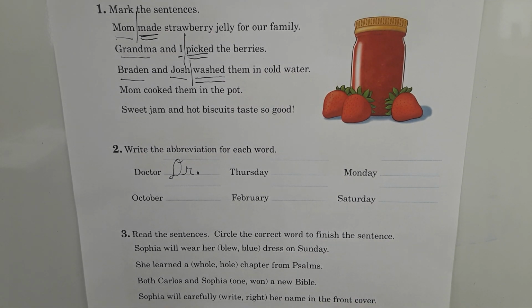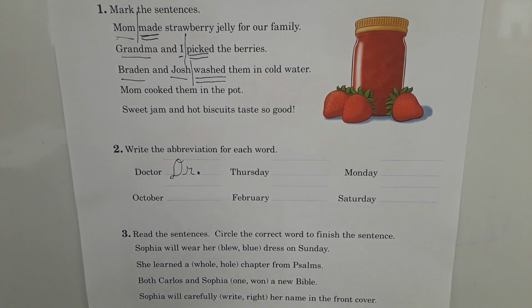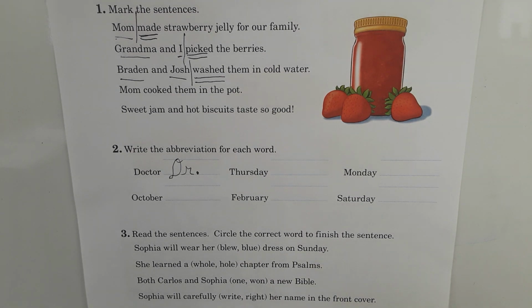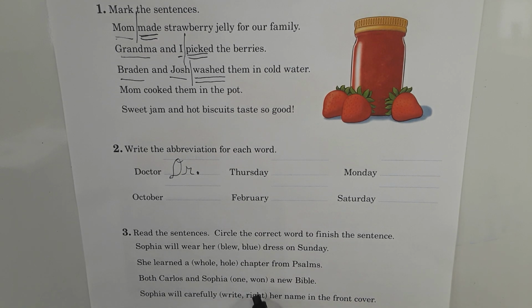Number 3, read the sentences, circle the correct word to finish the sentence. These words are homonyms. They sound the same, but they do not have the same meanings. Blue and blue. Blue as in blowing with your mouth, blowing up a balloon. Blue as in the color. You have to read the sentence to know which blue to circle. And you need to do all of these by yourself.